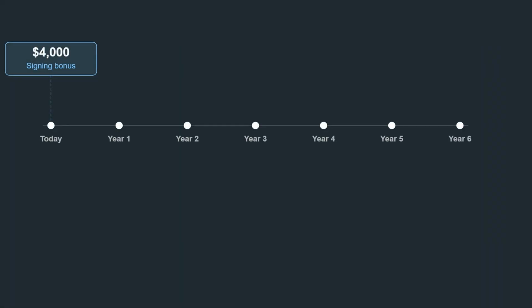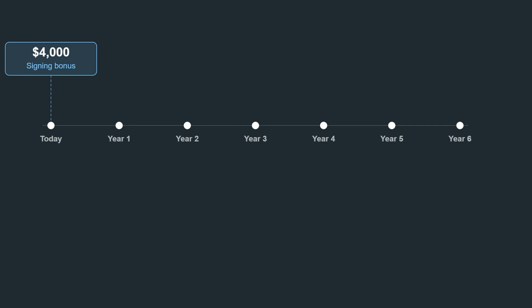Let's now look at a couple of examples where we'll need to apply the techniques we've learned for both single sum problems and annuities. So in the first example, let's assume we're straight out of college and just started our first job, for which we received a signing bonus of $4,000.